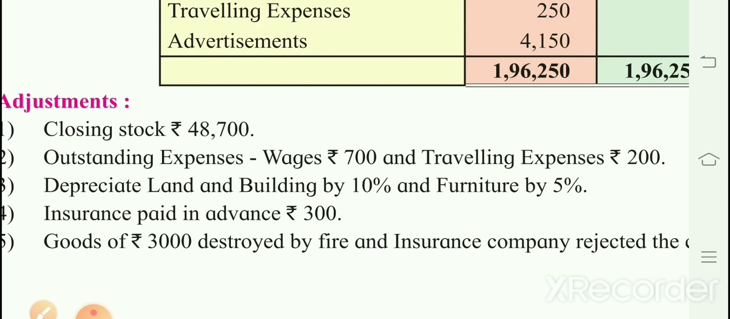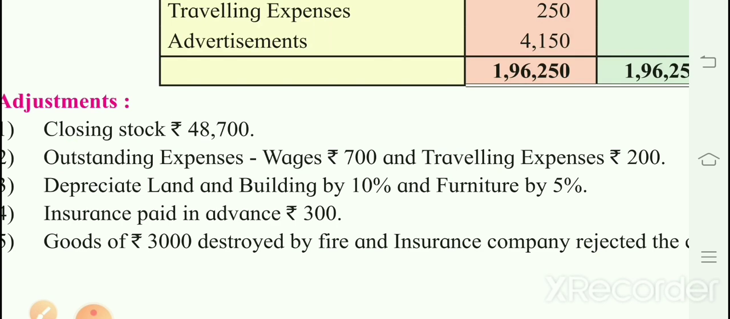Similarly, traveling expenses of rupees 200 will be added to traveling expenses on debit side of profit and loss account. See, we have written traveling expenses by rupees 250. In that, add outstanding amount rupees 200. On outer column, it will be 450. Its second effect will be given to liabilities side.